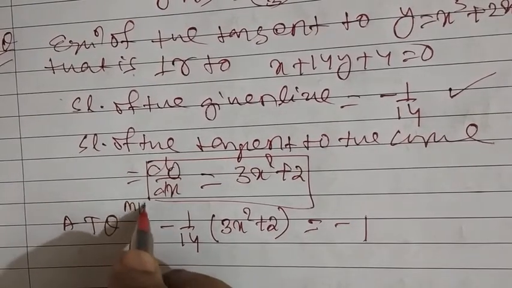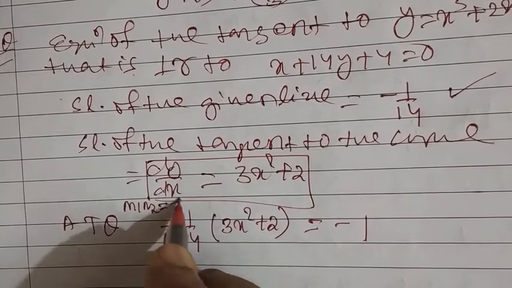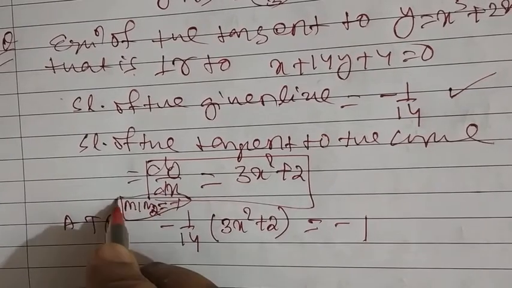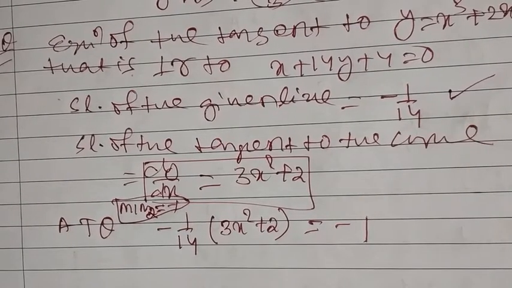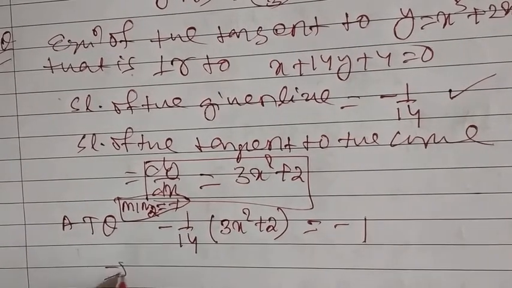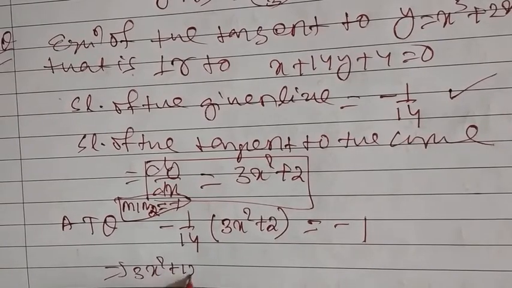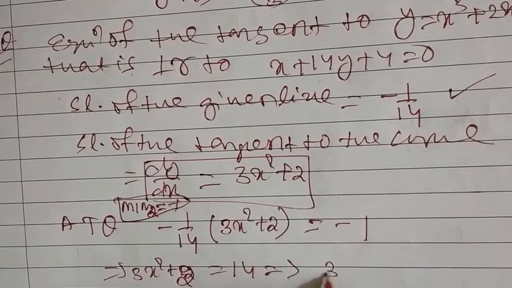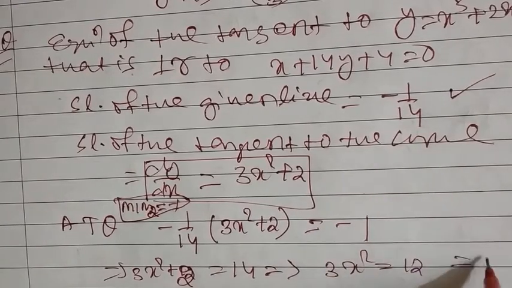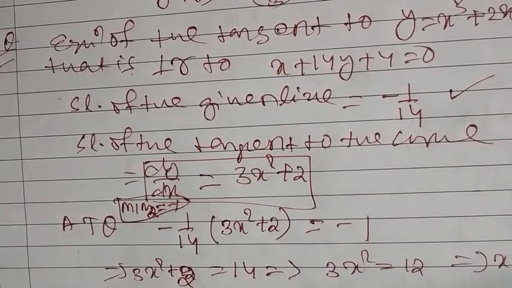Okay, m1 m2 is minus 1. Why? The lines are perpendicular to each other. Tangent is a line and this line is given. So I got 3x square plus 2 is 14. So 3x square is 12. So x is plus minus 2.